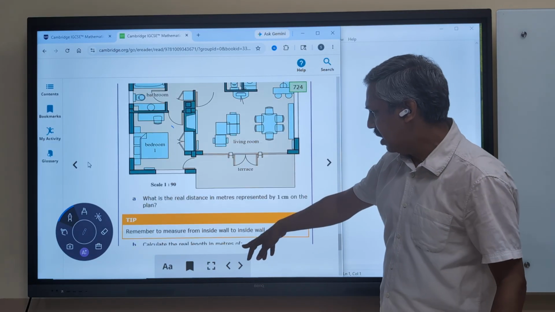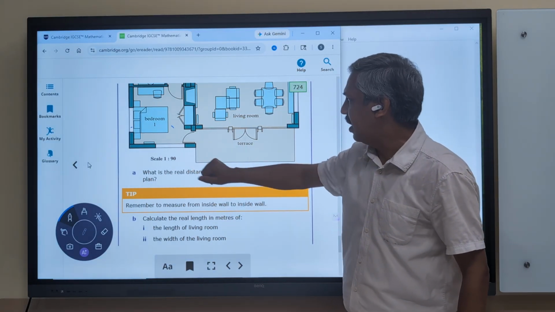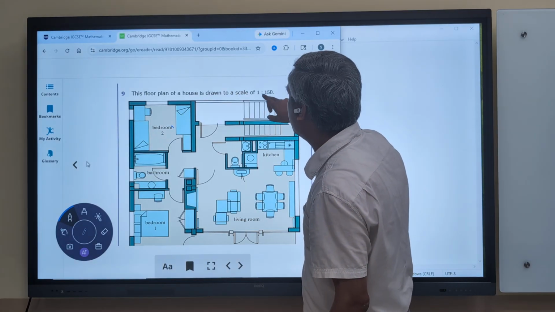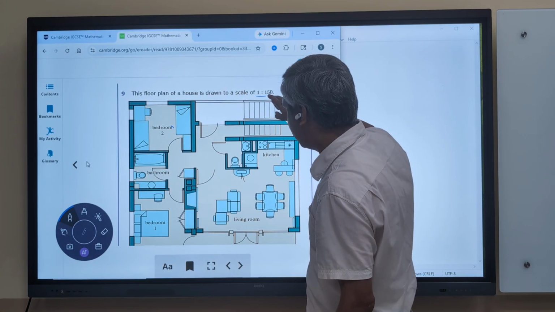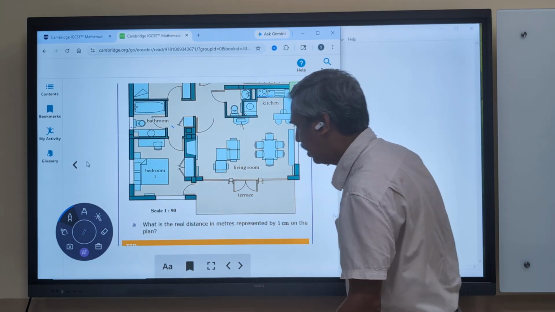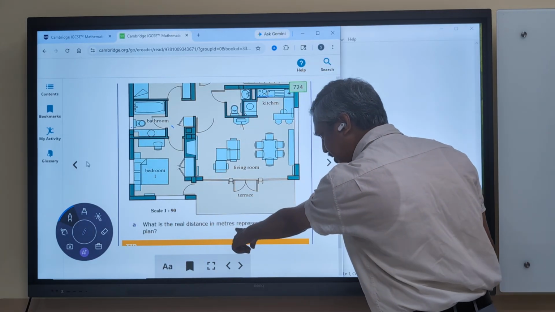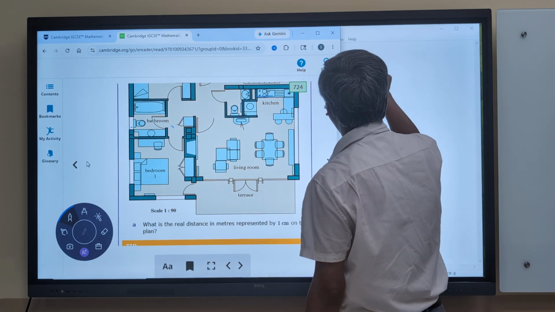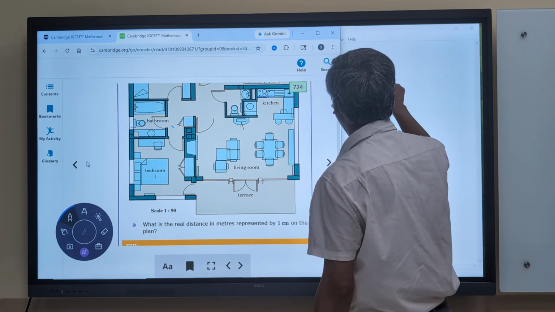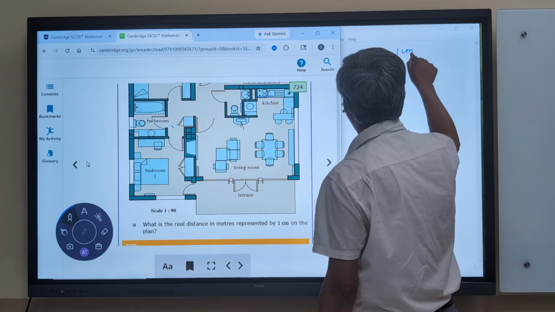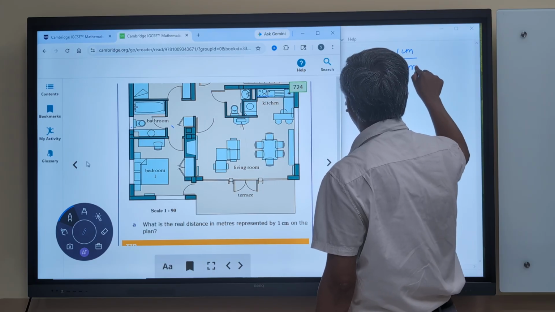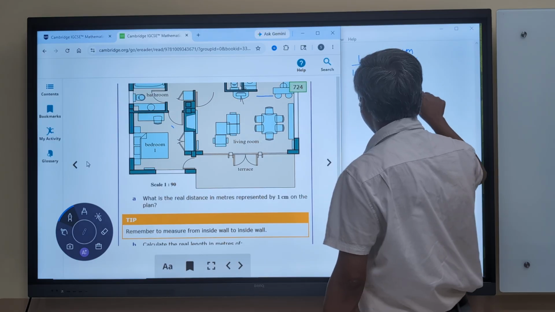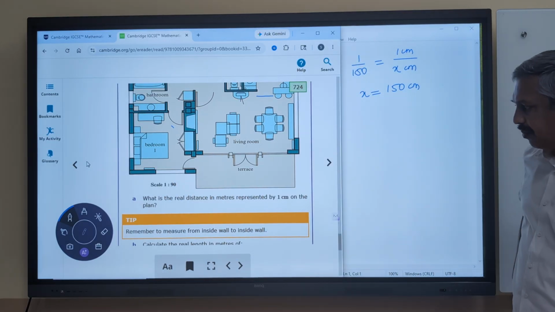Now what is the question here? The scale is given as 1:150. What is the real distance in meters represented by 1 centimeter on the plan? So 1:150 is equal to 1 centimeter upon x centimeter. So cross multiply, x is equal to 150 centimeter, which is equal to 1.5 meter.